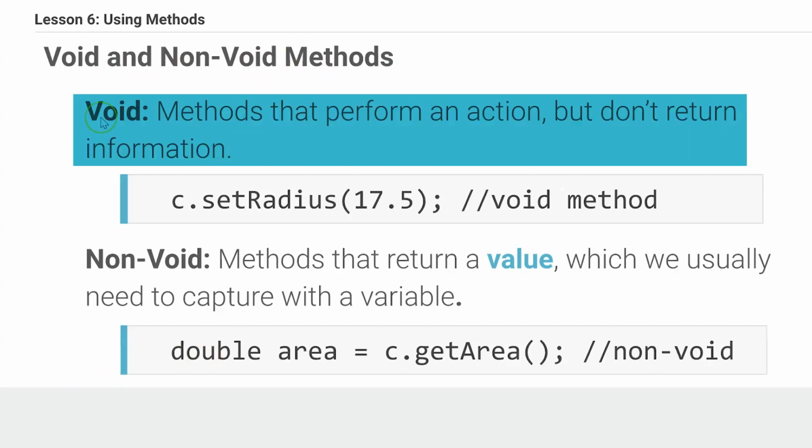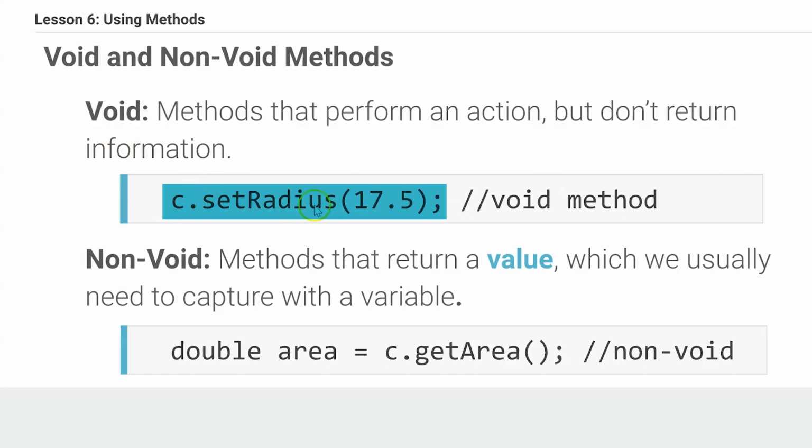Okay, so void methods basically are methods that perform an action for us, but they don't return any information. They generally change the state of the object that we're working on. Okay, I'm going to repeat that sentence because it's a lot of vocabulary. Void methods perform an action, and generally they change the state of the object that we're calling the method from.